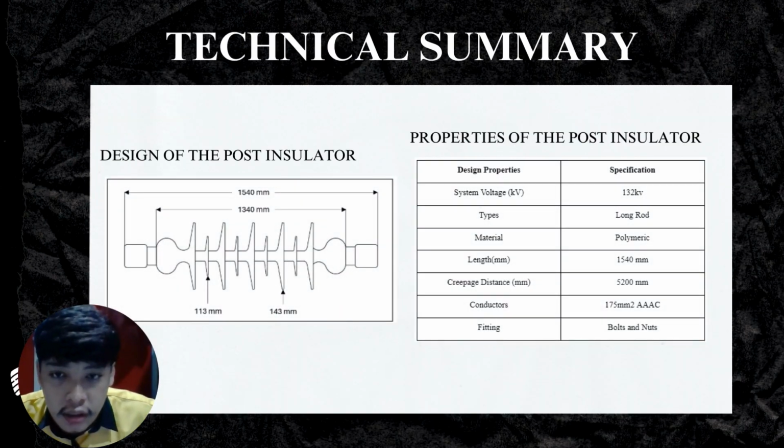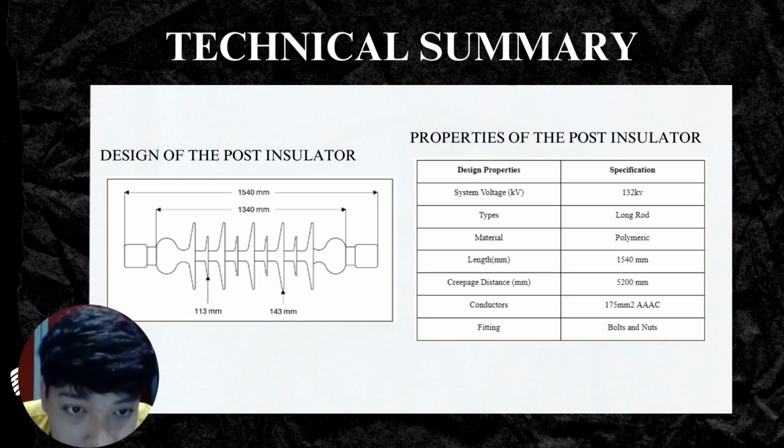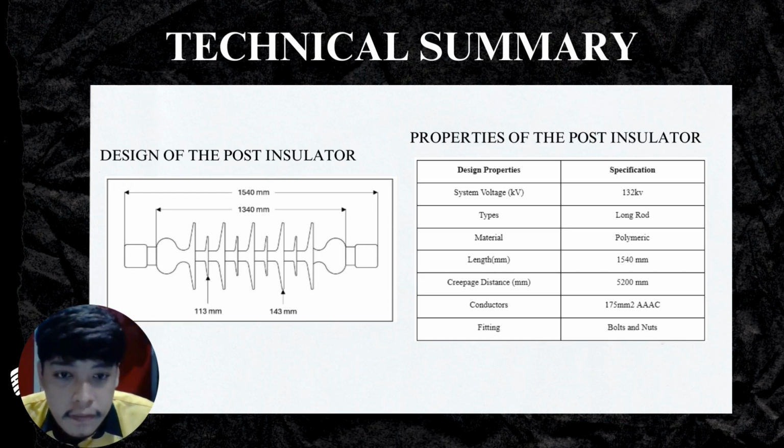So this is our design of the post insulator, as you can see on the left side. For the properties of the post insulator, the system voltage is 132 kilovolts, type is long rod. The material we use is polymeric. The length is 1540 mm. The creepage distance is 5200 mm. The conductors are 175 mm square AAC, and the fitting is bolts and nuts.